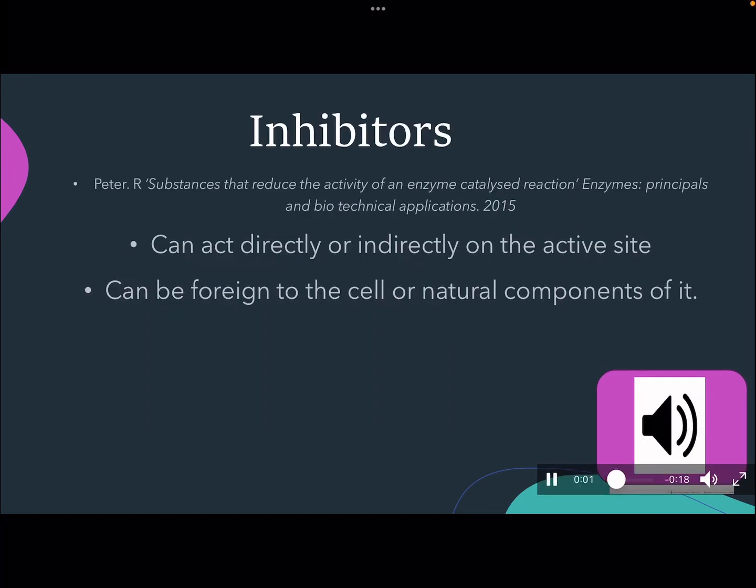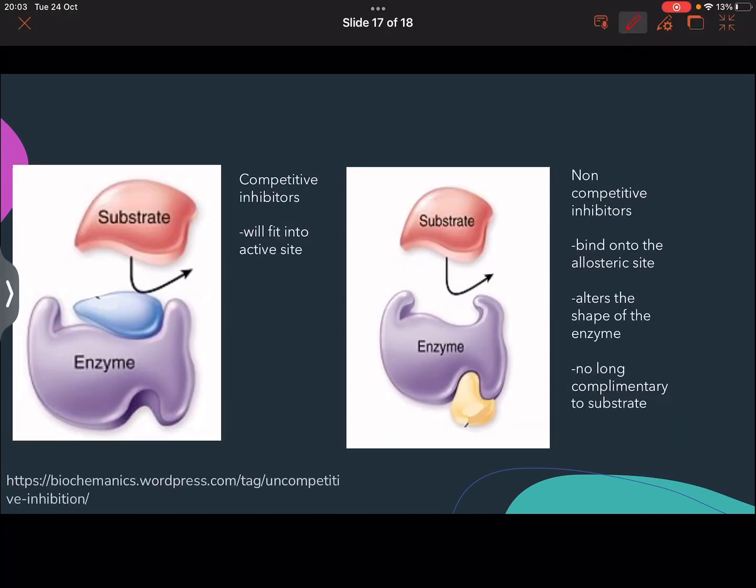Moving on to inhibitors, they are described as substances that reduce the activity of an enzyme catalyzed reaction. So already we know that we're working with something that is not going to help us speed up our reaction rates. They can act directly or indirectly on the active site, and they can be foreign to the cell or natural components of it. There's two types of inhibitors, and the first we're going to look at is competitive.